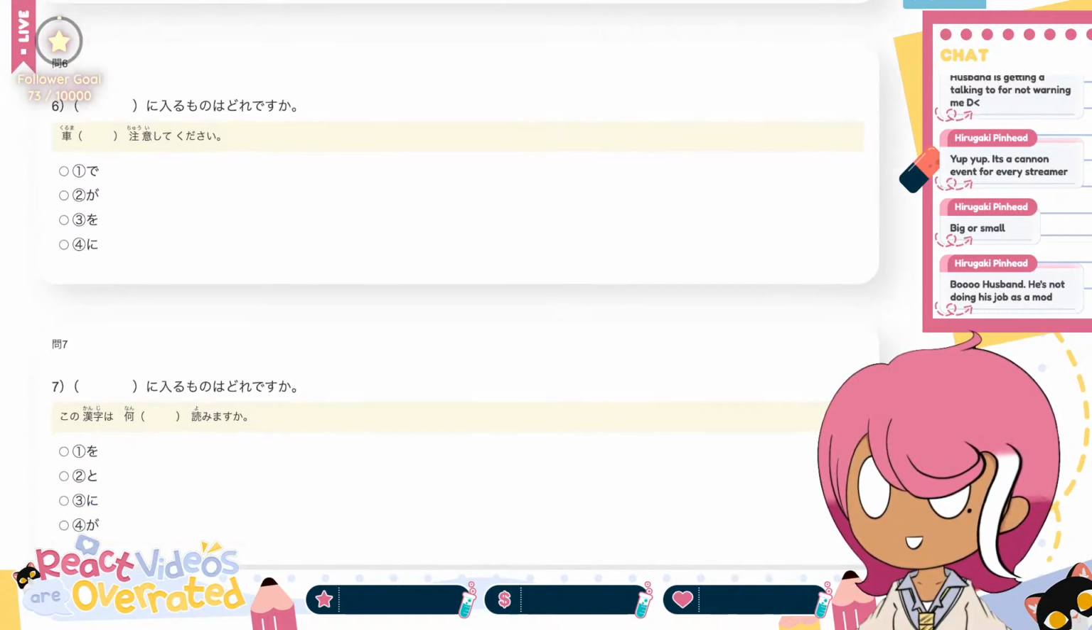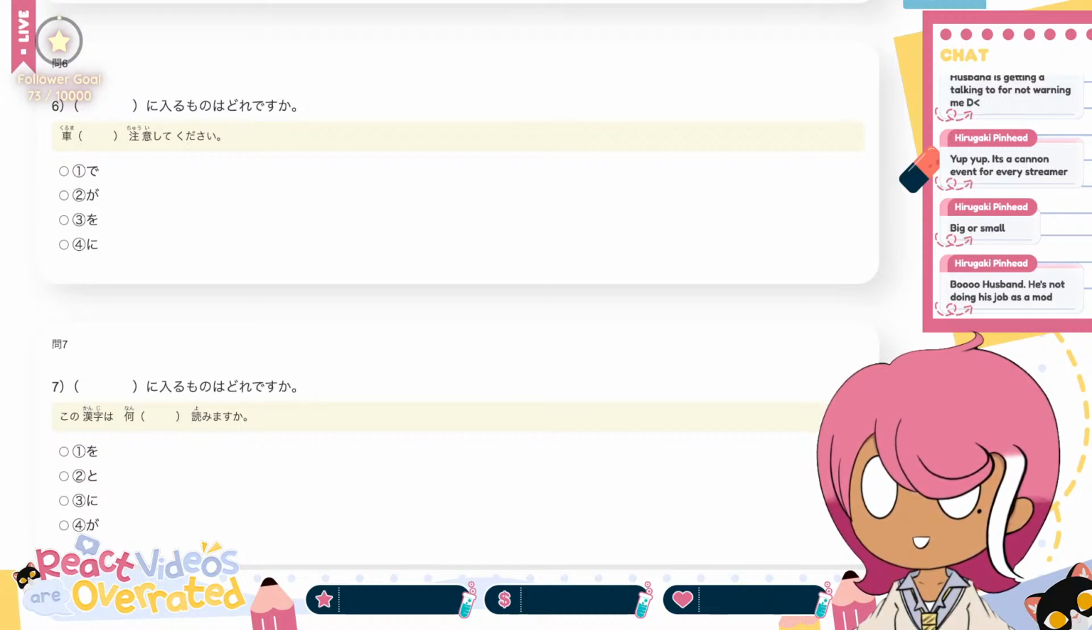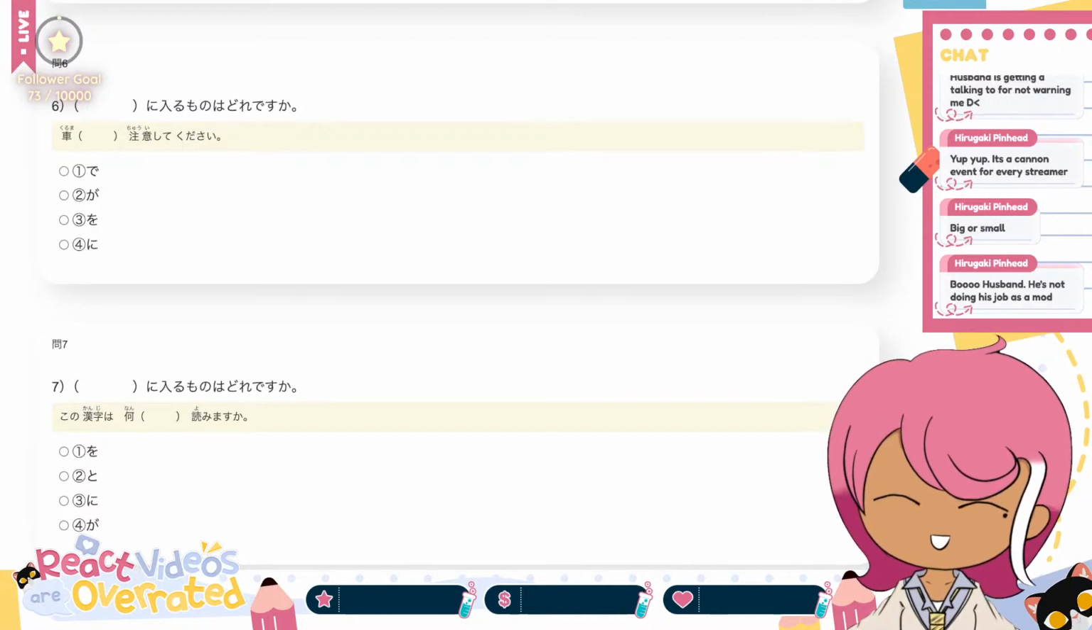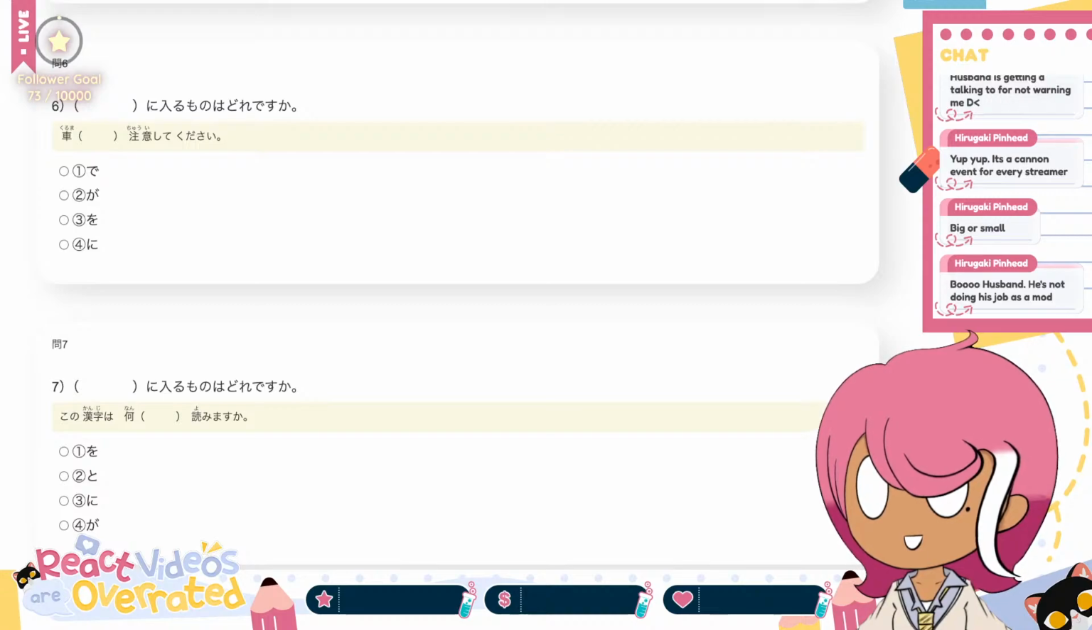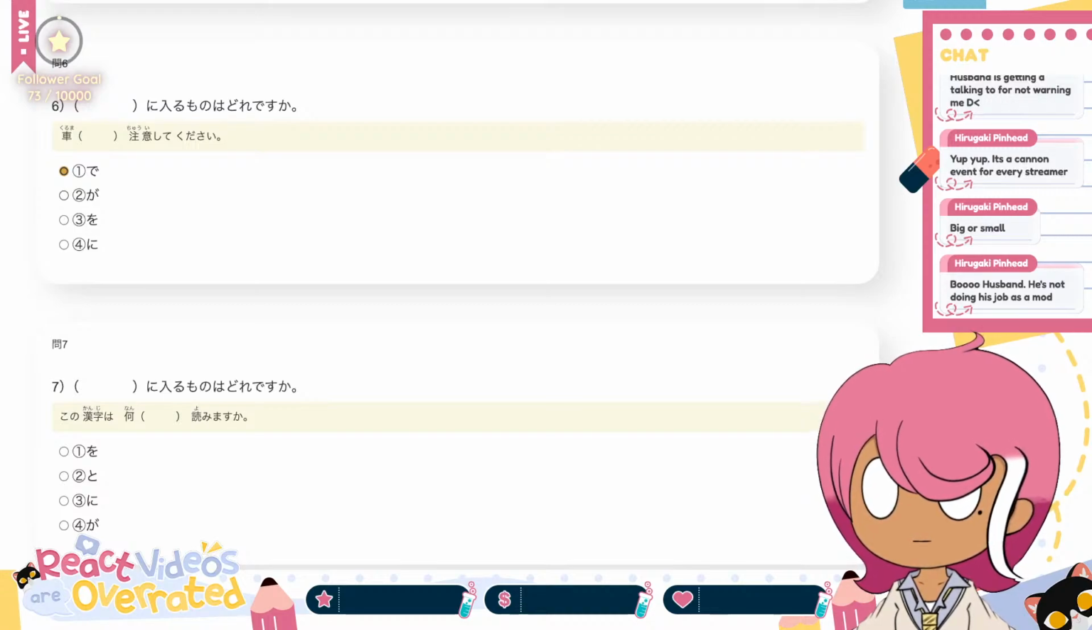Kuruma. Oh man, particles. I'm so bad at these. 注意してください。車で、車に、Oh, to be careful of. Dang it. So being careful of cars. 車で、I'll put de. Be ga though. 車が、I'm gonna say ga.